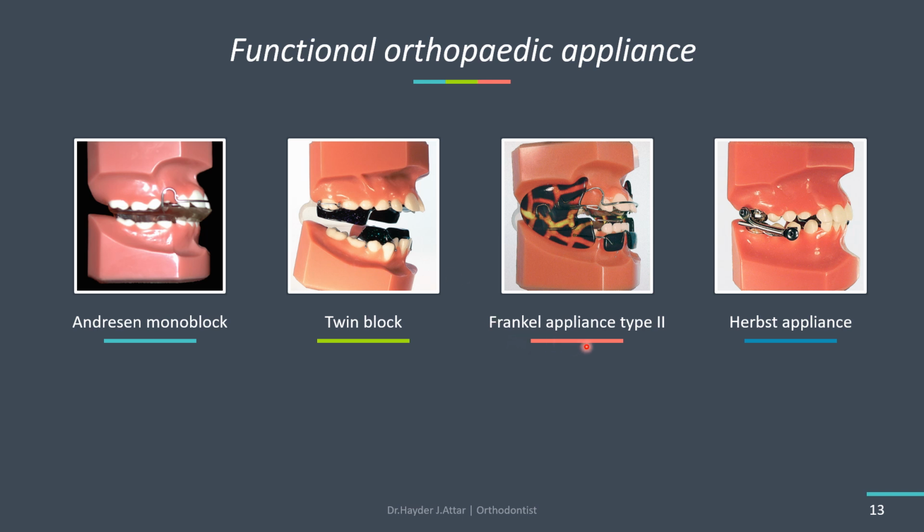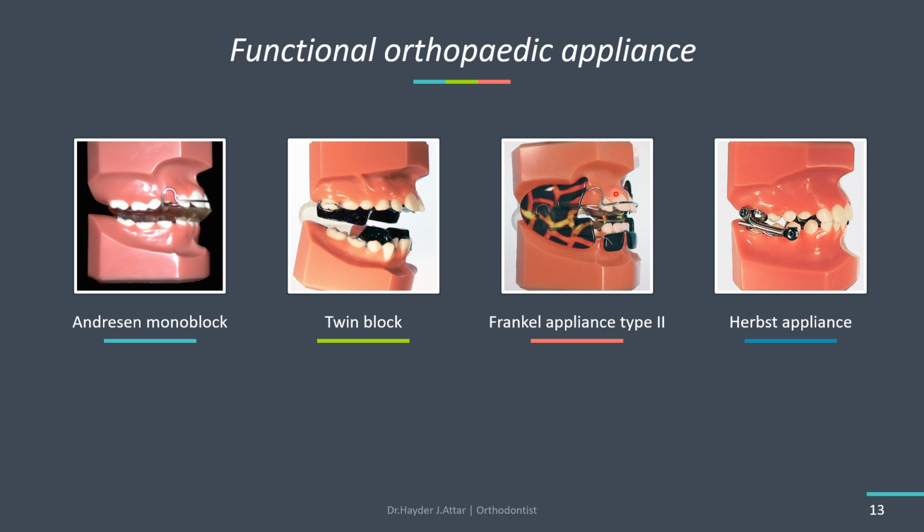The Frankel appliance type 2 has an effect on the soft tissue or the muscles of the cheek and the lip. It puts the cheeks and the lips away from the maxilla, or eliminates the force of the cheeks and lips on the maxilla and the mandible, and in this case gives the maxilla more chance for expansion.